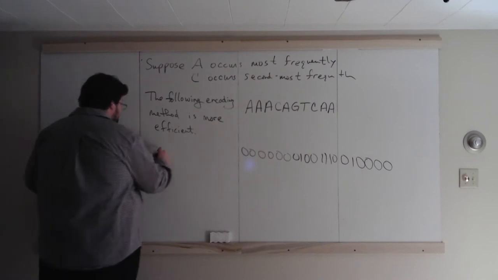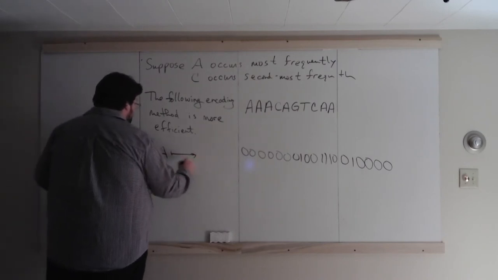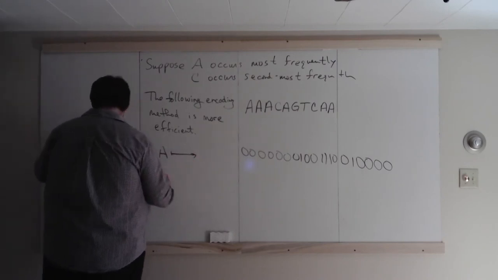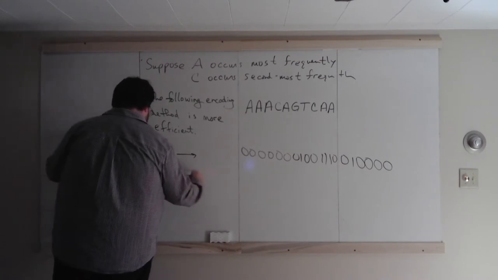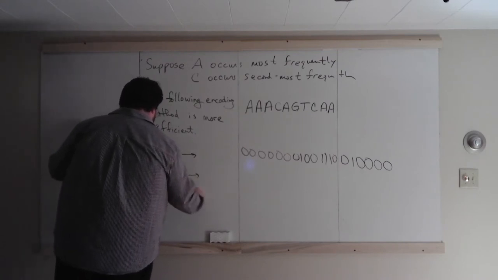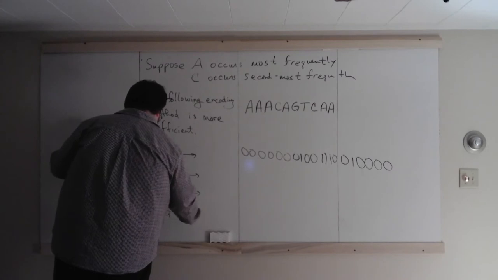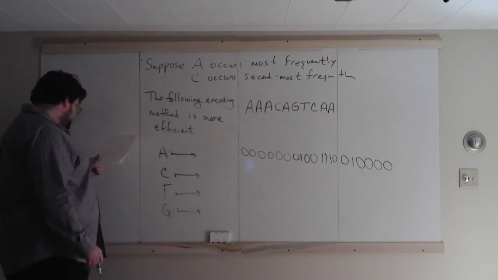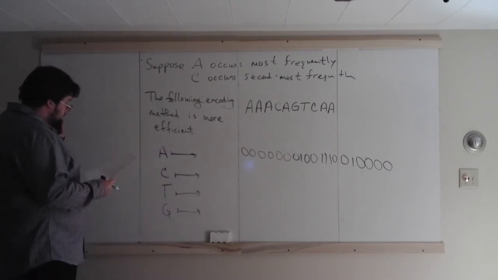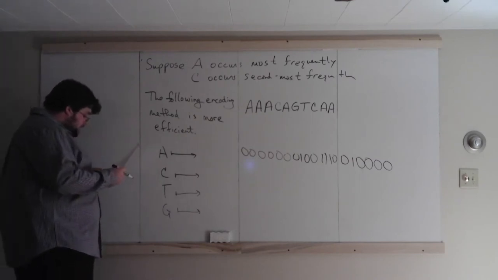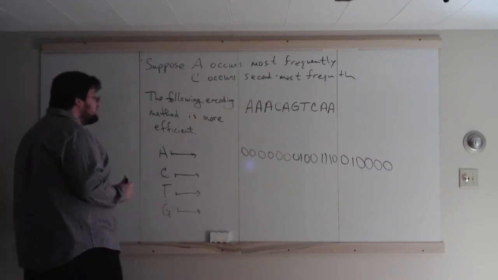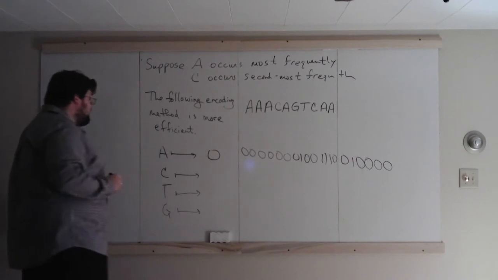So instead of having two characters for each of these letters, what did I say? A, C, T, G. I don't know if I said their actual names correctly before. I hope I did. That'd be embarrassing if I didn't. Well, maybe not embarrassing. It's just biology.